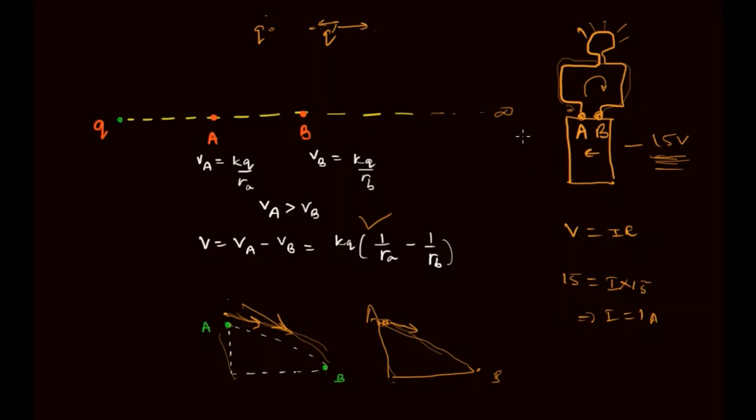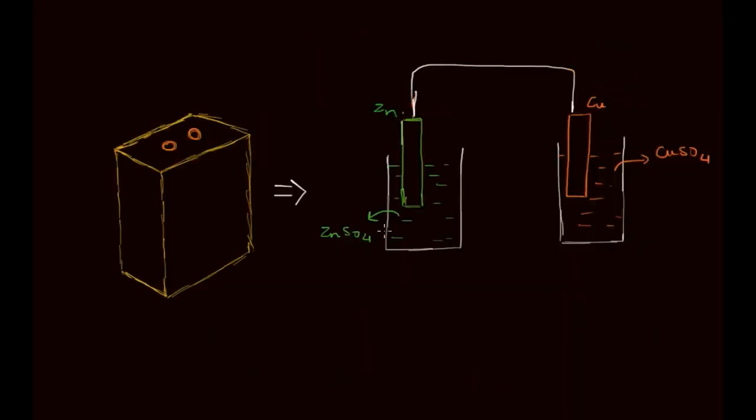Now again I'm reiterating that in a battery we are not bringing any charge from infinity, and we are not doing all this exercise to create the potential difference, right? So how is this potential difference created in a battery? That is what we will see in the next section.